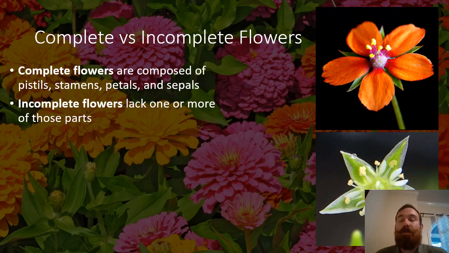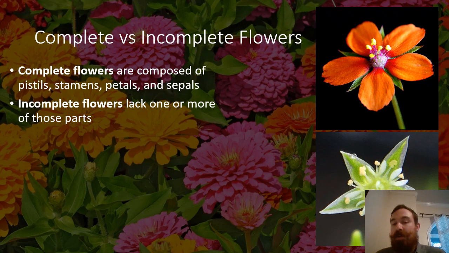So when we look at this scarlet pimpernel, all four floral whorls are fully developed. We have the calyx, which is composed of the sepals. We have the corolla, which is composed of the petals. We have the androecium, which is composed of the stamens, which are yellow. And then we've got this little green stigma and this fat, fuzzy ovary, which is the gynecium, which is composed of carpels or pistils. Incomplete flowers are lacking one or more of those parts or whorls.